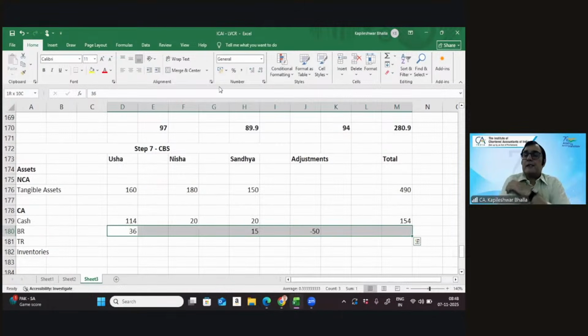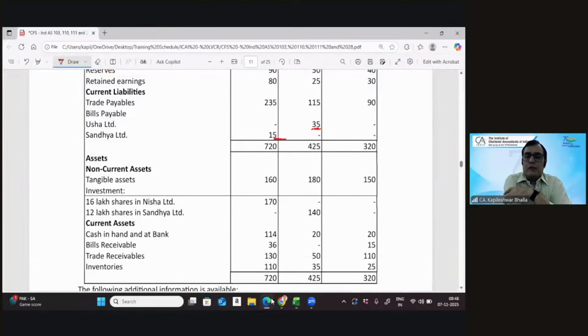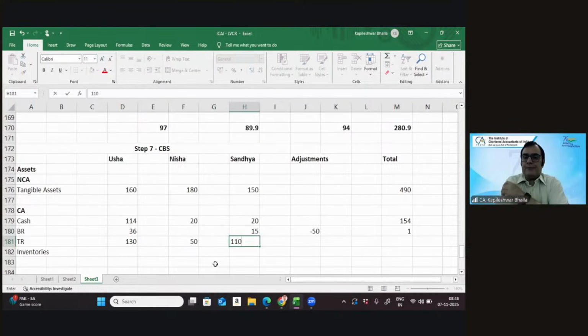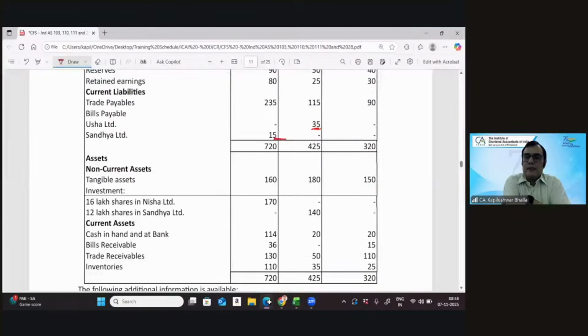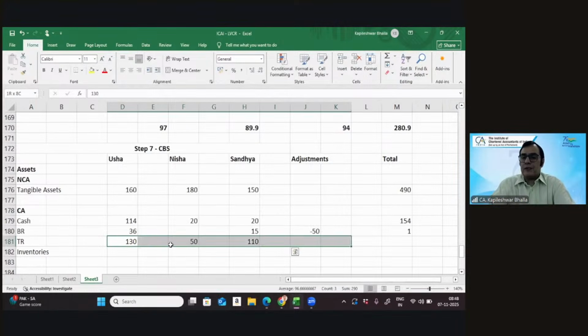So we cancel the intercompany owings. This works out at 1. Trade receivable is 130, 50, 110. So 130, 50, 110. And any intercompany owings on the trade receivables? I don't think so.